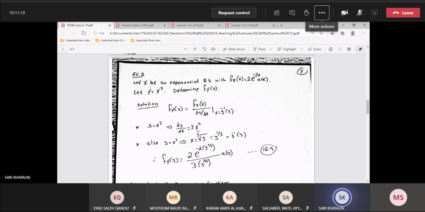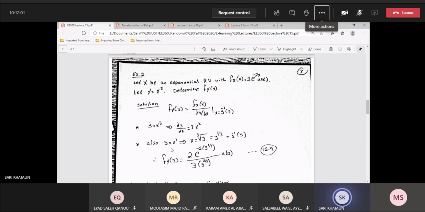And this is another example. It's very similar. The only thing is this example is related to an exponential random variable. The PDF is 2 times the exponential of minus 2x, u of x. And the new random variable y is a function of x, where it's x to the power 3. Again, we find the derivative of y. We take the first derivative of y with respect to x. It's going to be 3x to the power 2.